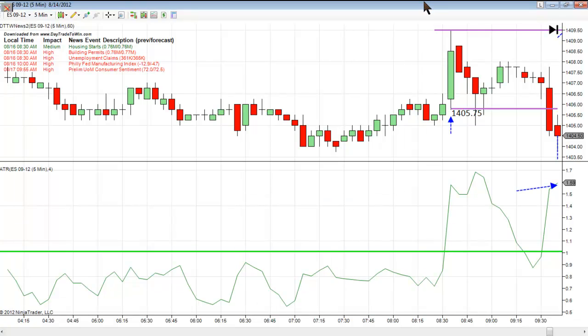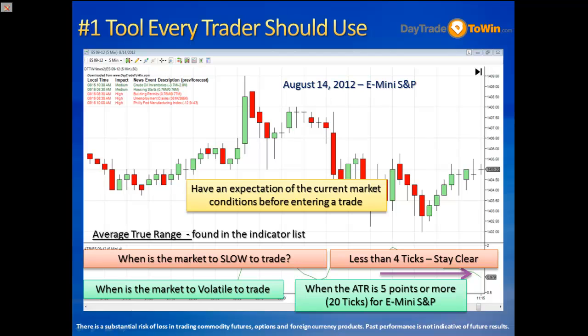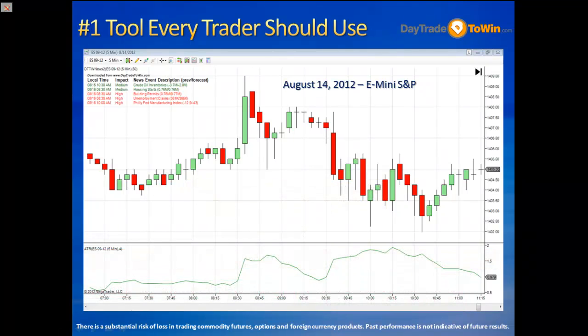All right. Let me put this out of the way here. I explained it on my chart, but here we have the ATR that's below 1 point. This tells me that I shouldn't be in the market at all. And it tells me when to stay out of chop. Okay.